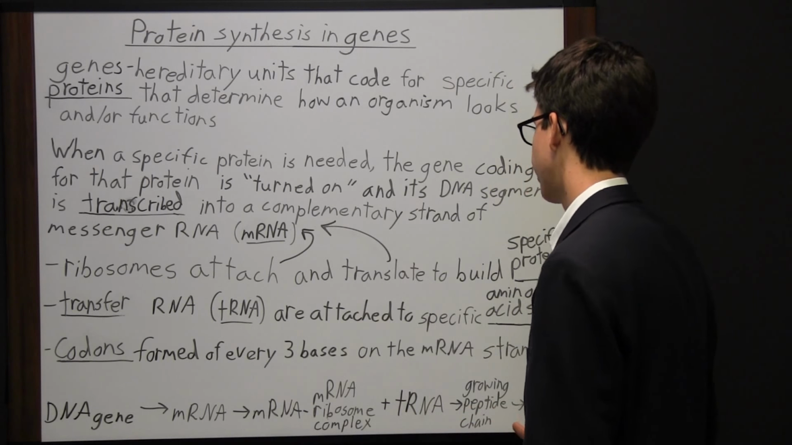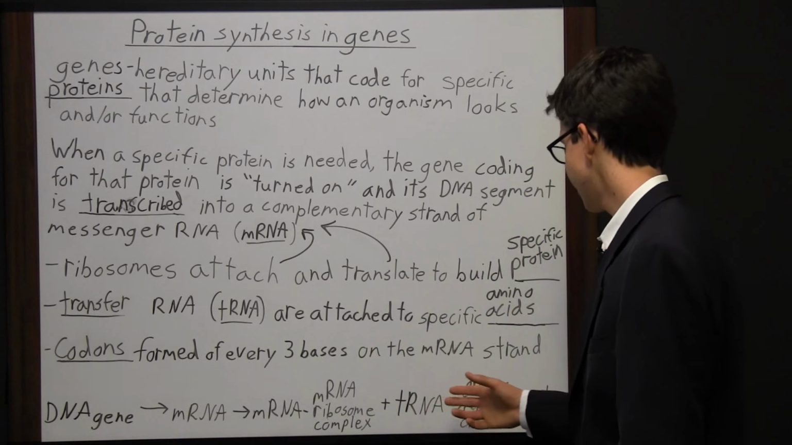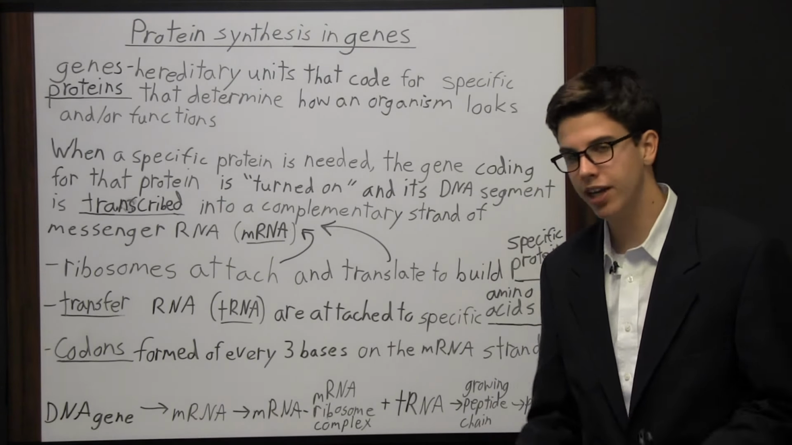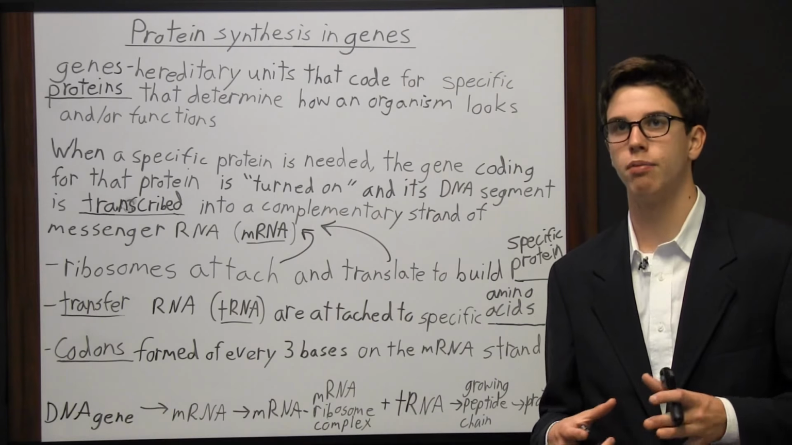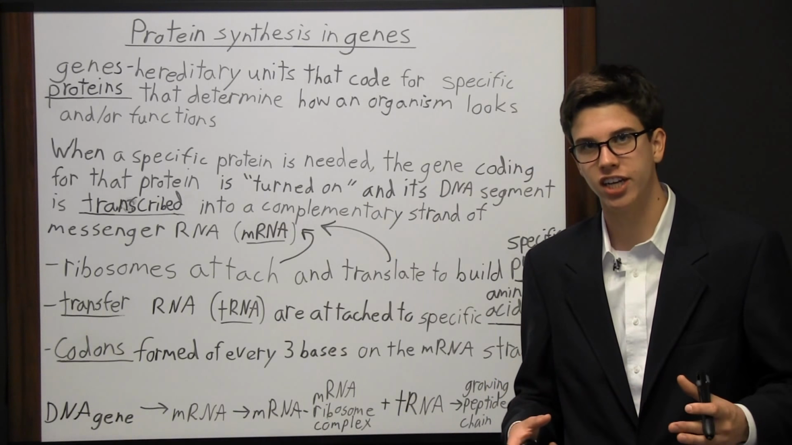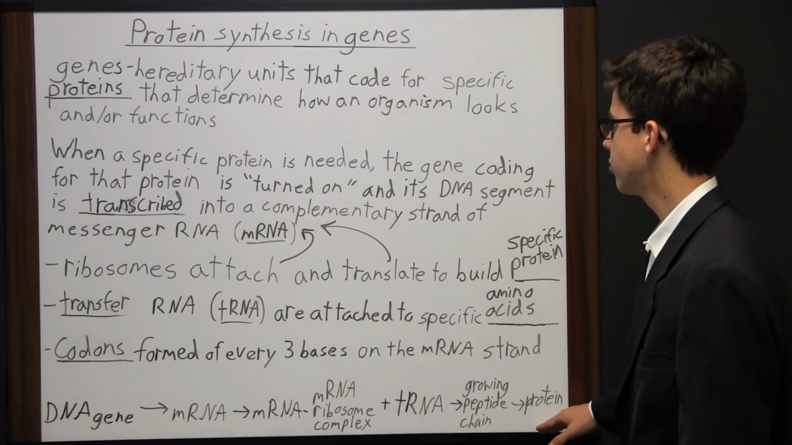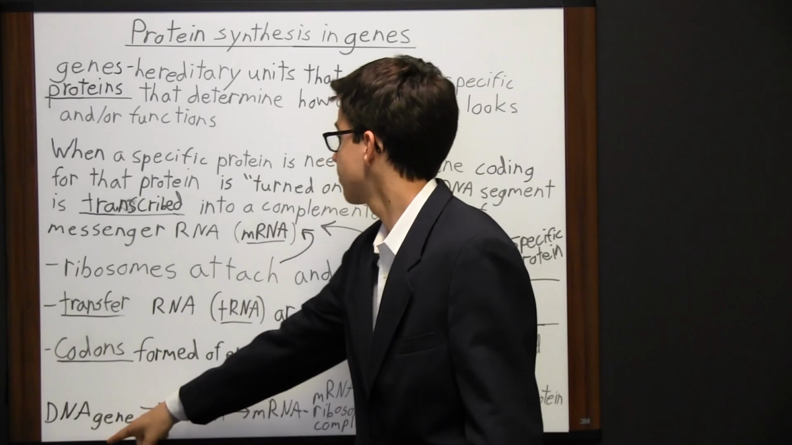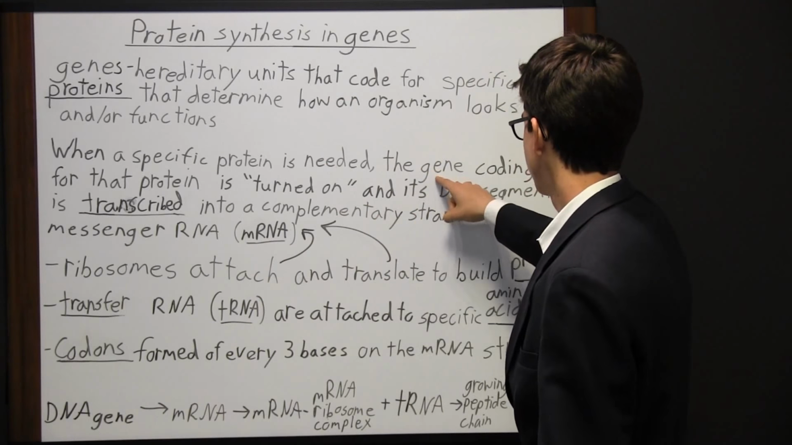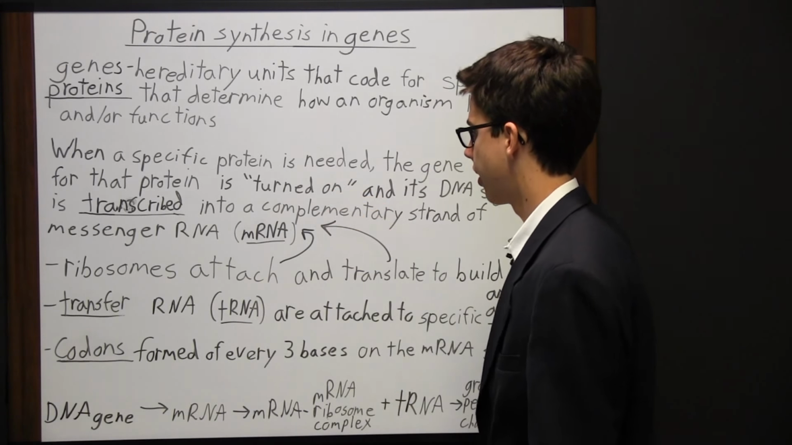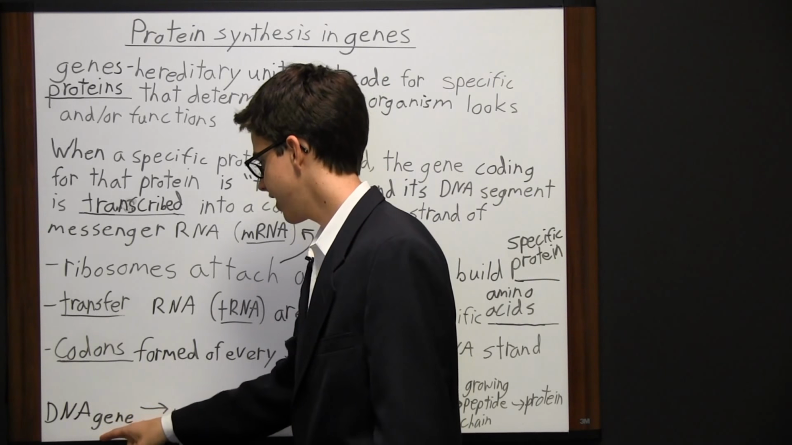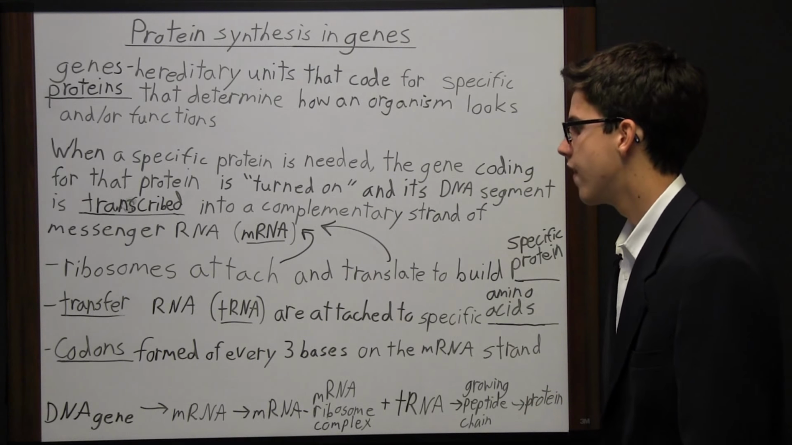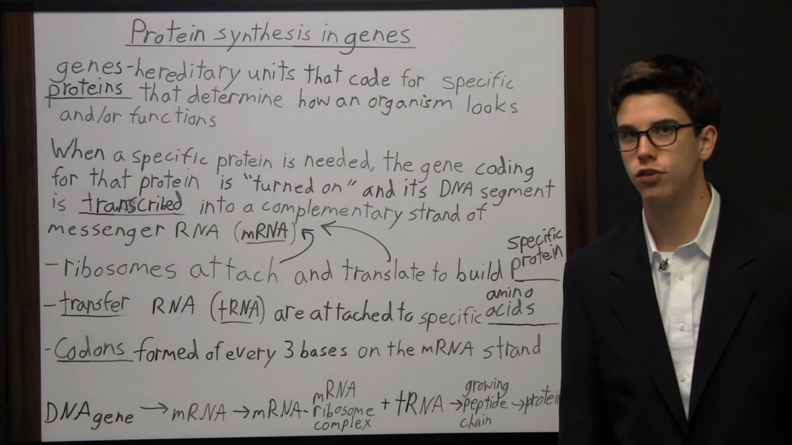And then the transfer RNA is attached to specific amino acids, which forms a growing peptide chain. And then the amino acid chain eventually becomes the peptide or protein coded for by that gene. And so from there we get the protein, because remember we said a specific protein is needed. So we find the specific DNA gene, it's turned on, it's transcribed, and we get to that specific protein that we were trying to get to in the first place.